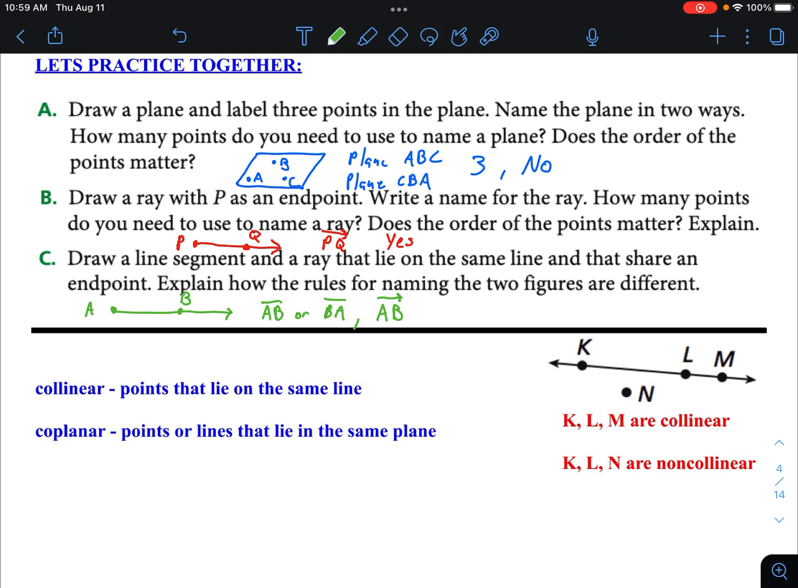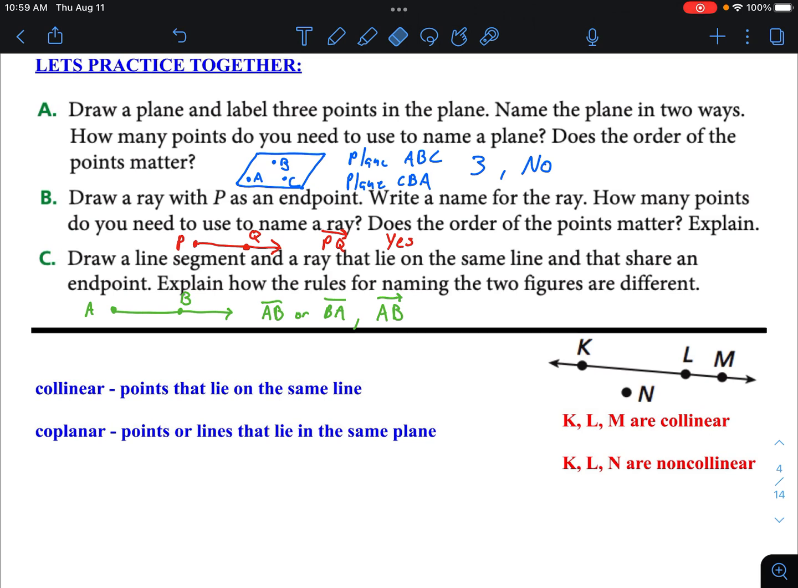Now, I told you a couple times that when we name planes, we name them with non-collinear points, and there's a reason for that. So let's talk about what collinear means. Collinear means just on the same line. So points that lie on the same line, K, L, M, they're on the same line. Those are collinear. K, L, N, non-collinear. They're not on the same line. Same with coplanar. This is also another word you can put in your vocabulary. Coplanar, points that lie on the same plane. But you could also throw a non in front of these and say non-coplanar or non-collinear.